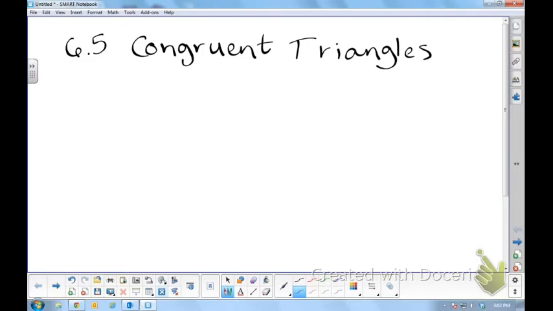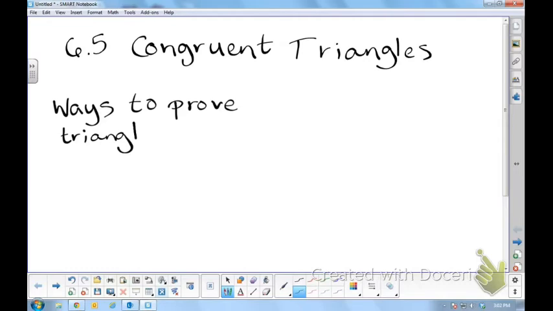So the three ways we've already talked about to prove triangles congruent are side, side, side; side, angle, side; and angle, side, angle. And we're going to add angle, angle, side as well today.